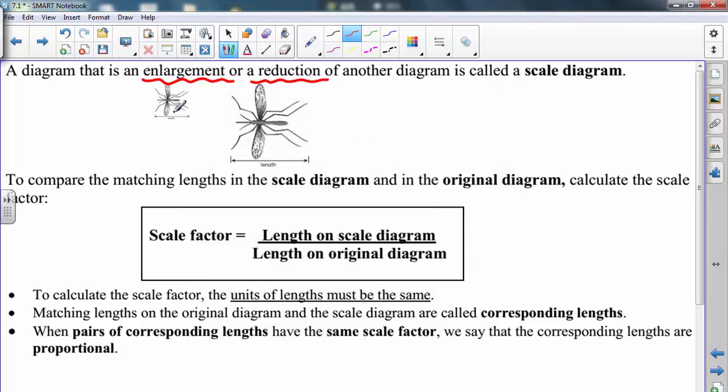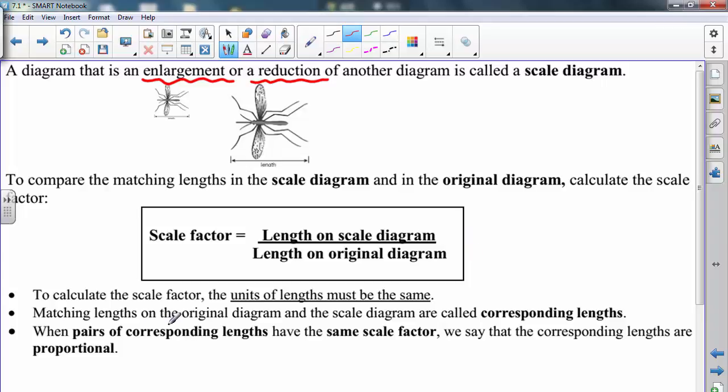To compare the matching lengths in the scale diagram and in the original diagram, we can calculate the scale factor. Here is the scale factor formula. We can see the scale factor is a ratio. It equals the ratio of the length on the scale diagram to the length on the original diagram. To calculate the scale factor, the units of length in this ratio must be the same. If the top is in centimeters, the bottom has to be in centimeters as well.